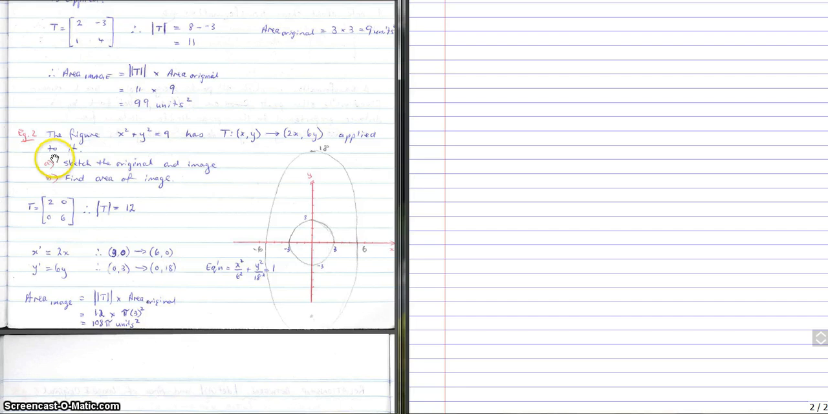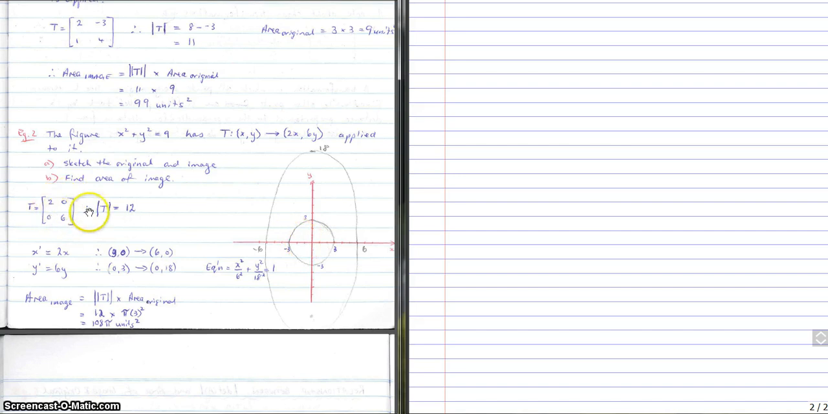We've got the figure here, which is a circle with the centre at the origin, x squared plus y squared equals 9, so its radius will be 3, and has a transformation applied to it such that x becomes 2x and y becomes 6y. Sketch the original and the image. Okay, so our original we know is a circle, radius of 3 units, centred at the origin.